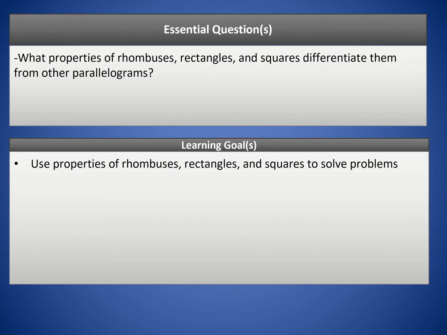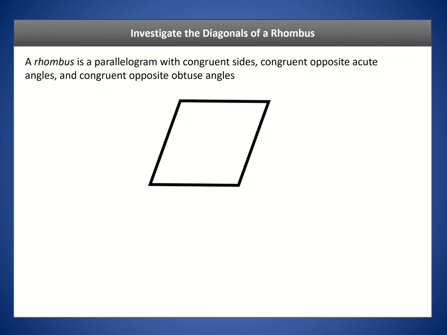So the essential question we want to address today is: what are the properties of rhombuses, rectangles, and squares, and how do we differentiate them from other parallelograms? We want to be able to use properties of these three special parallelograms to solve problems. So let's investigate a rhombus.